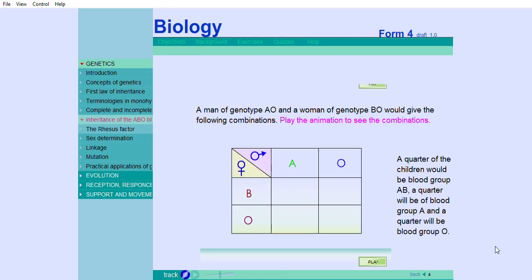The ABO genes are inherited in a normal Mendelian fashion. A man of genotype AA and a woman of BO would give the following combinations. Play the animation to see the combinations. Half the children would be blood group AB, while the other half will be blood group A.